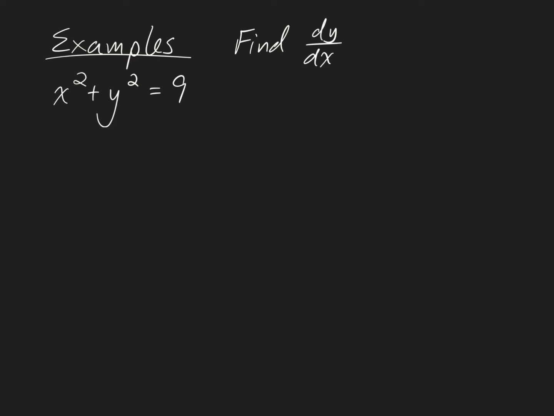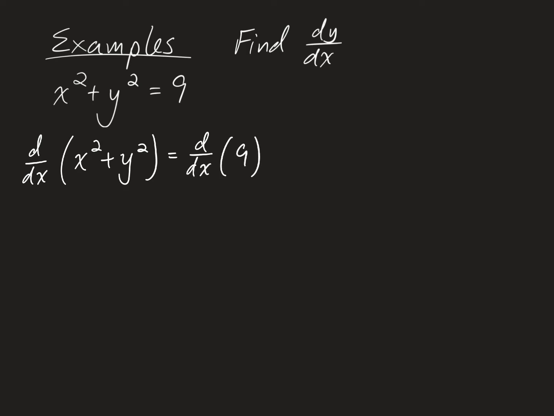So when I say differentiate both sides, we're going to do this, right? So d dx of x squared plus y squared equals d dx of 9. Not bad so far. So we're going to take the derivative of x squared, and since these variables match, we just get to take the derivative as normal, so 2x.